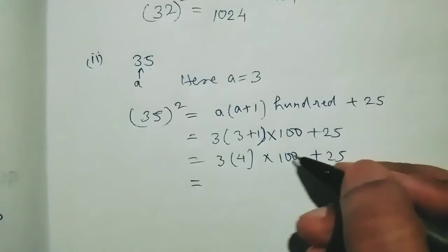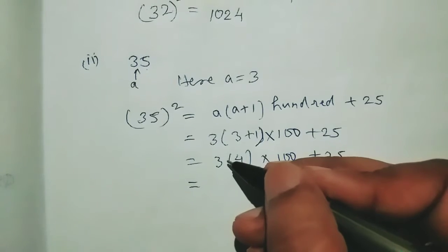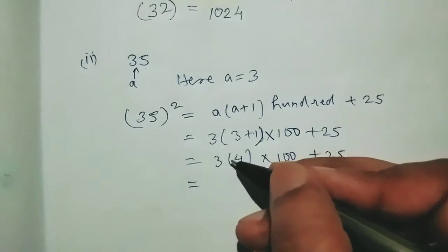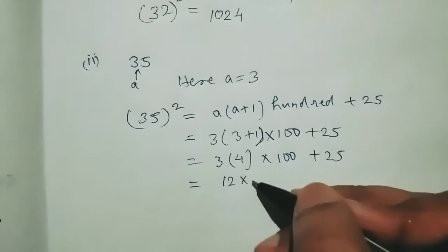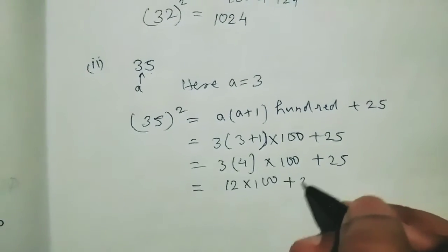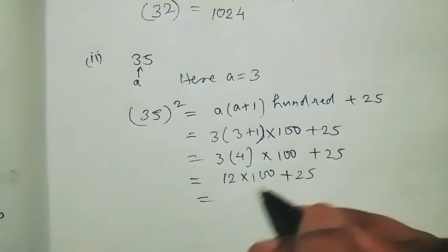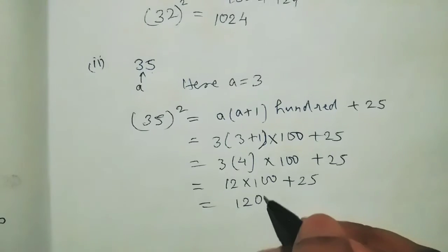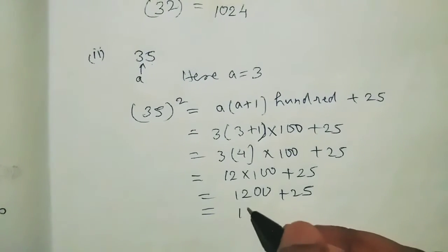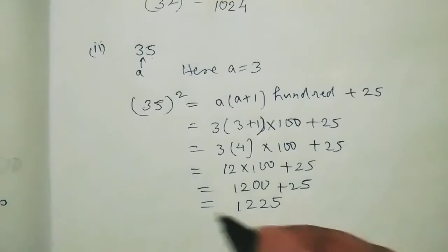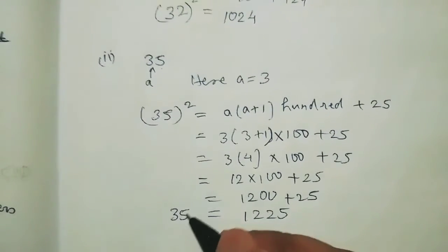Now you have to multiply all this number, because 3 here into is there. That means multiplication is there. So 3 into 4. That means 3 4s are 12. 12 into 100 plus 25. So now 12 into 100 is 1200 plus 25. Now add this, 1, 2, 2, 5. So this is the answer. This is the square of 35.